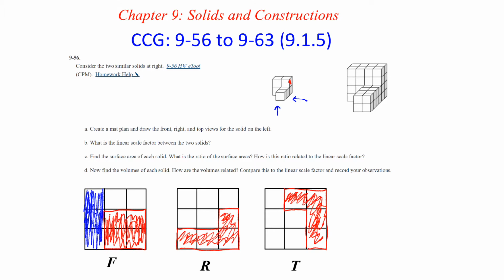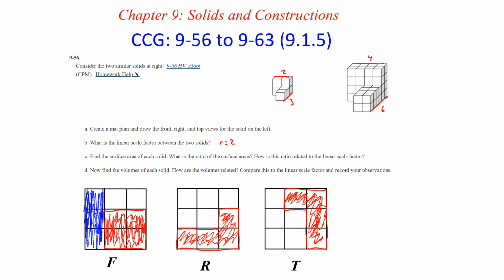And then on part B it says, what is the linear scale factor between the two solids? So now we're looking at the first solid here, and then how it grows to the next one. So you can see there's a length of 3, and now there's a length of 6. So it goes from 3 to 6. You can look at some other ones as well. This one goes from 2 on top to 4 on top. So you can see that it's growing by a linear scale factor of 2.